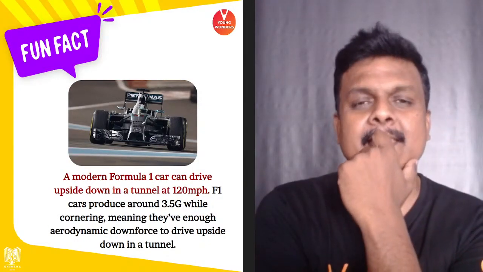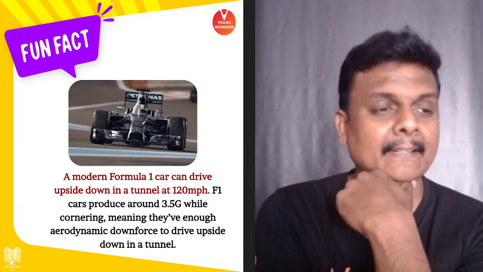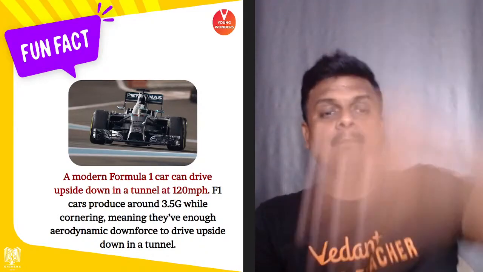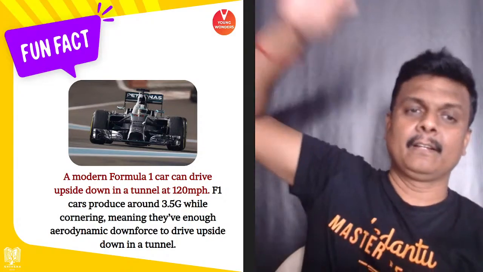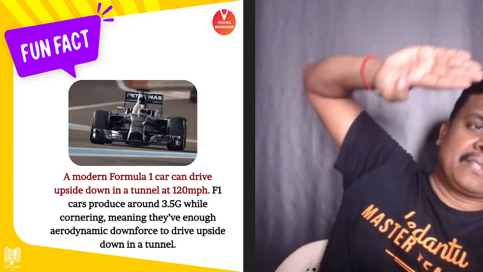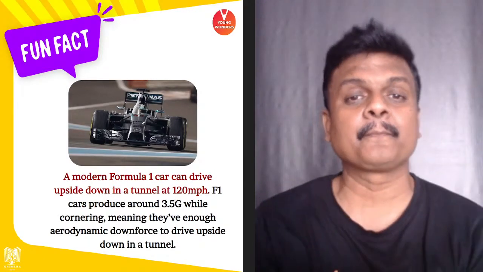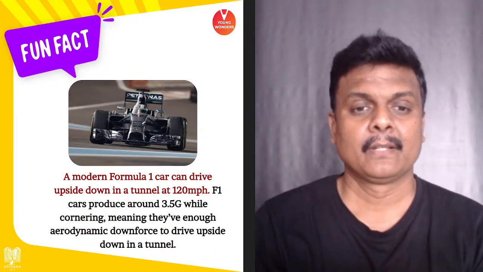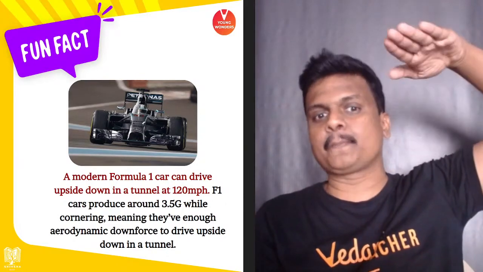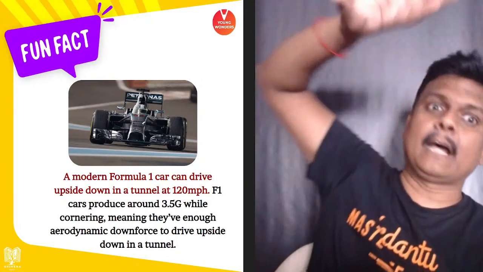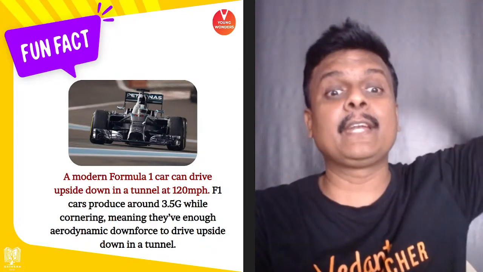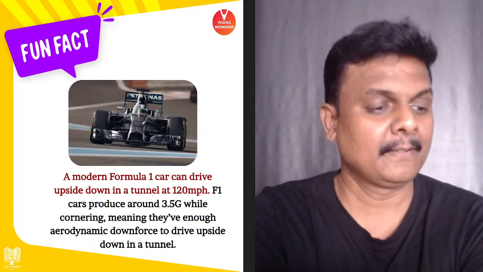Guys, you know what? I was going through this. Even I was amazed to see this. A fun fact: a modern Formula 1 car can go upside down in a tunnel. Tunnels are kind of circular, and it can go upside down at a speed of 120 miles per hour, not even kilometers, so it is far above that. At that speed they have aerodynamic downforce, which keeps them gripped so they do not fall down. So a modern Formula 1 car can drive upside down in a tunnel. Would you believe that?